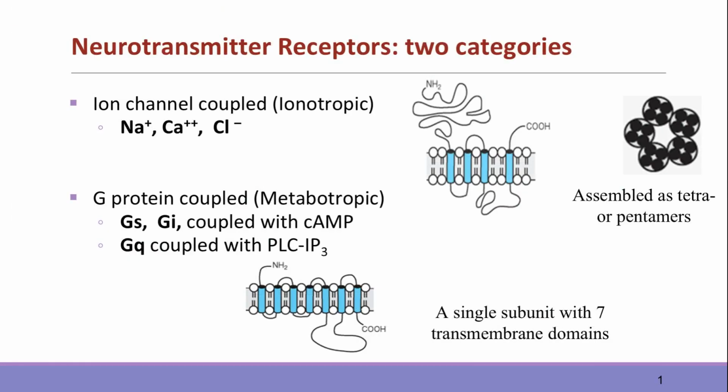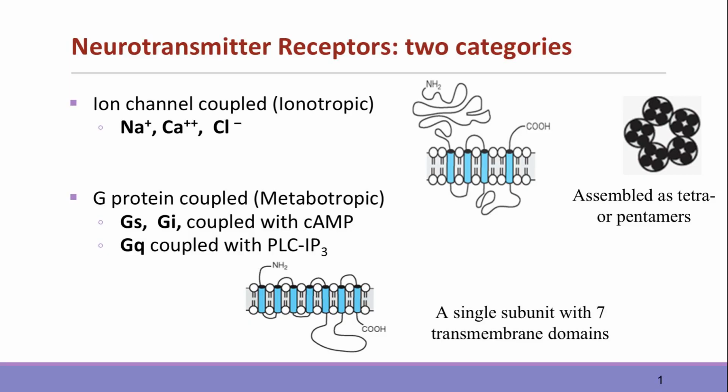This slide is foundational for understanding CNS pharmacology. From a pharmacologic perspective, all neurotransmitter receptors fall into two broad categories. 1. Ionotropic receptors, which mediate rapid responses, and 2. Metabotropic receptors, which act via intracellular signaling cascades. This distinction predicts onset, duration, and side effect profiles of drugs.